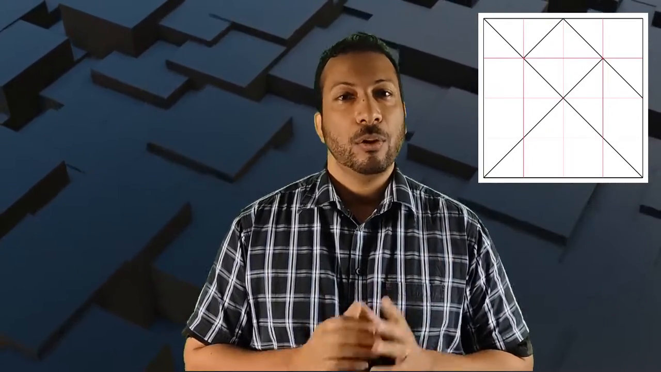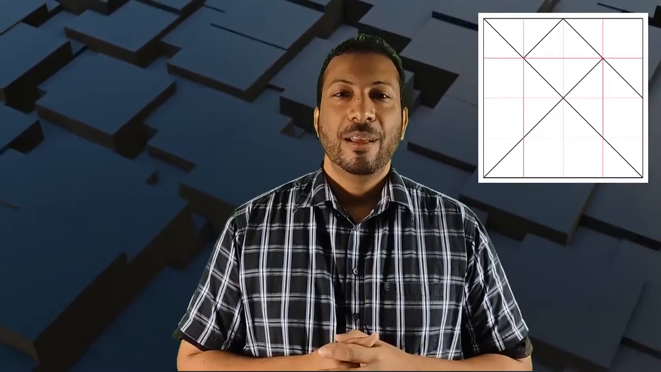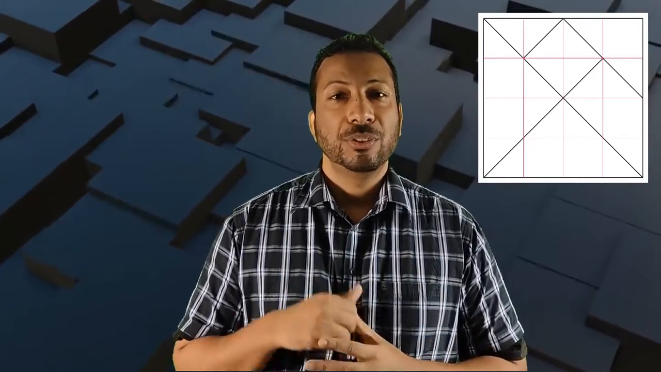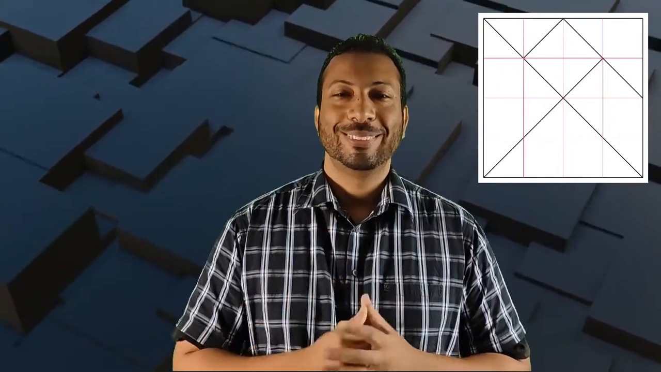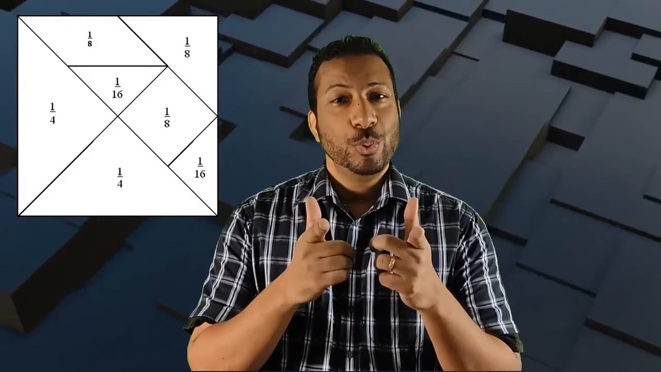Using a similar strategy, can you figure out what fraction the medium-sized square, the small square, the parallelogram, and the square make compared to the whole? Pause the video here to give it a try. And here's the solution in 3, 2, 1. Did you get it right?